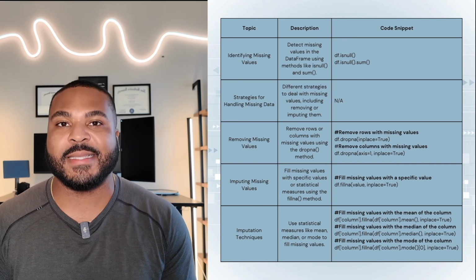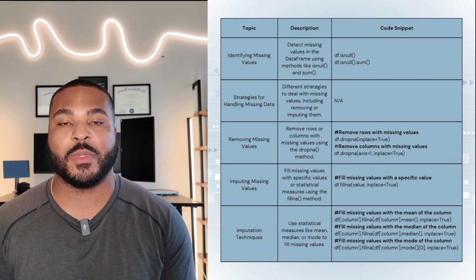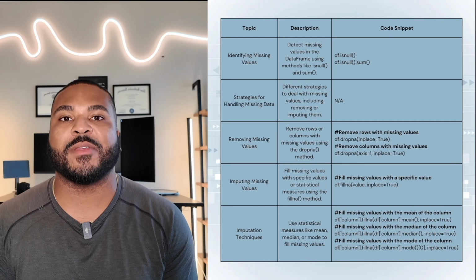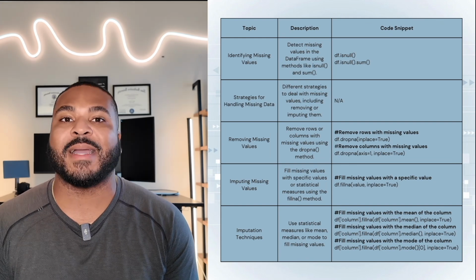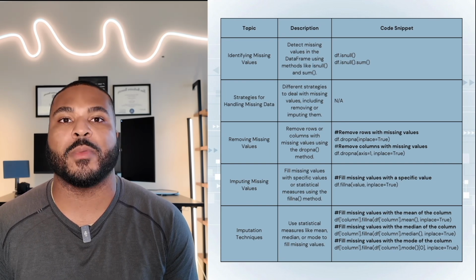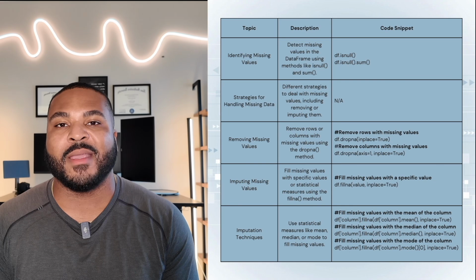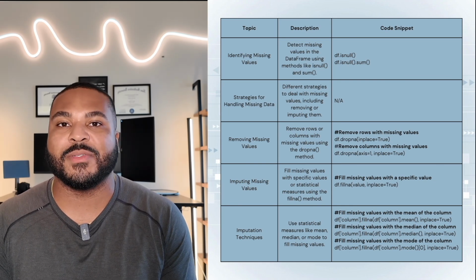Let's go through them. The isnull method returns a data frame of the same shape as the original with Boolean values indicating whether each element is missing, such as True or False. By chaining the sum method with isnull, you can get the total number of missing values in each column. And this is helpful as it allows you to quickly see which columns have missing values and how many.